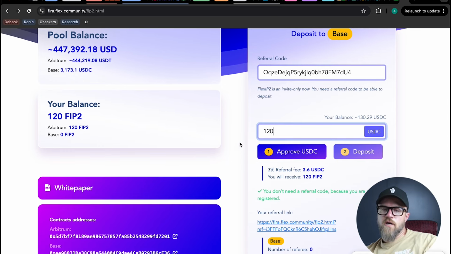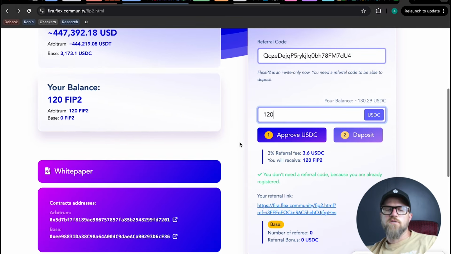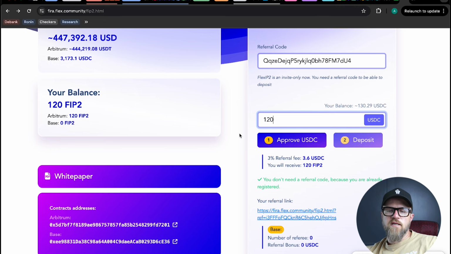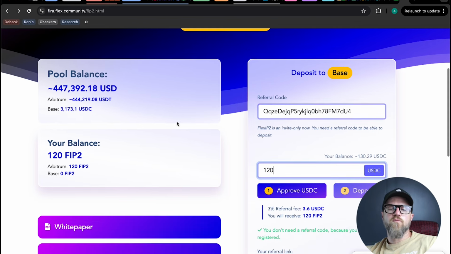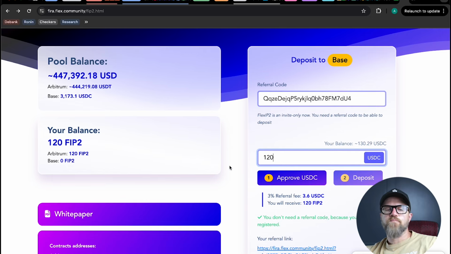I'm going to be taking some profits from another protocol, another play that I'm running right now, and probably dumping another $1,000 into this, just for full transparency, guys. I'll be doing that before this ends, and I don't think we're going to see this end for a minute here. Again, we're at about $490 in seed rounds between both base and Arbitrum. Almost $448,000. So the goal is 1.5 million, so we're about a third of the way there. There's going to be plenty of time to get us there.